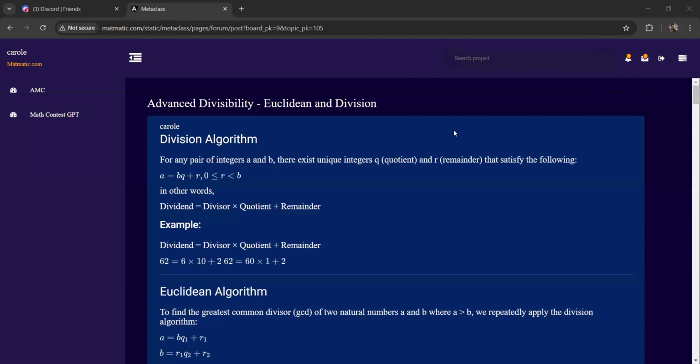In today's class, I'm going to be teaching advanced divisibility. Okay, so first, we can start with the division algorithm.